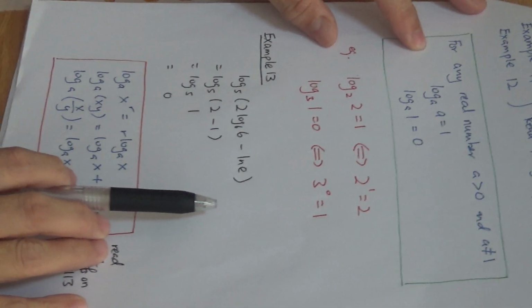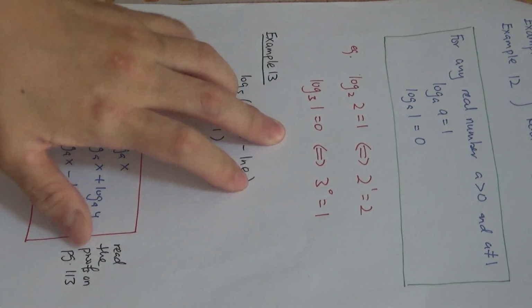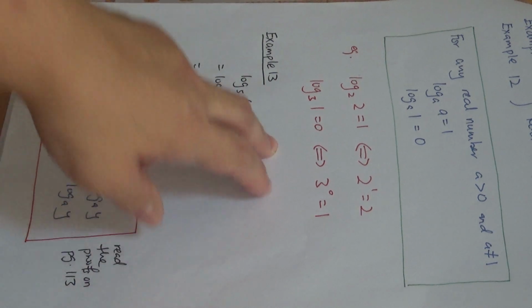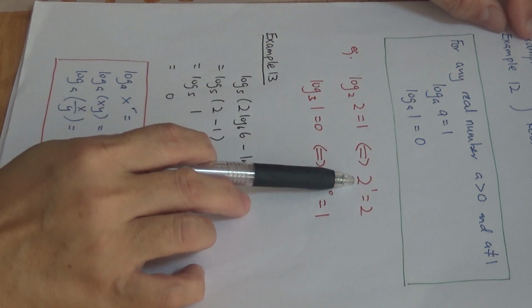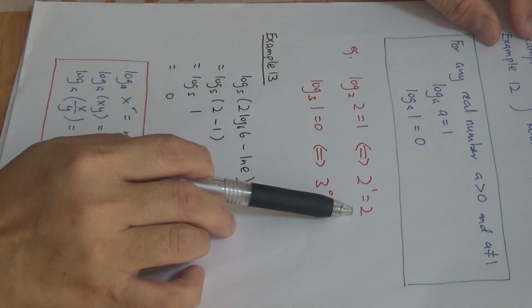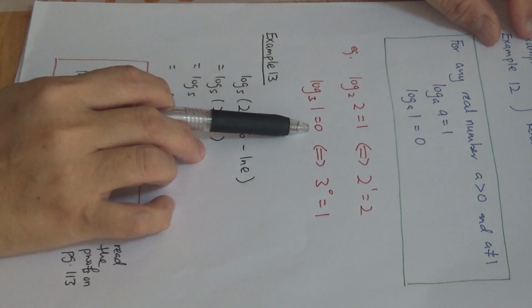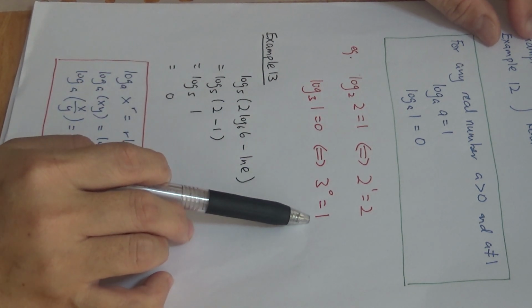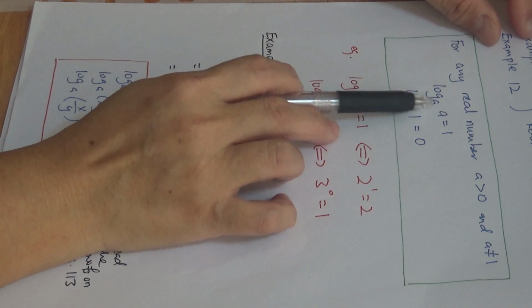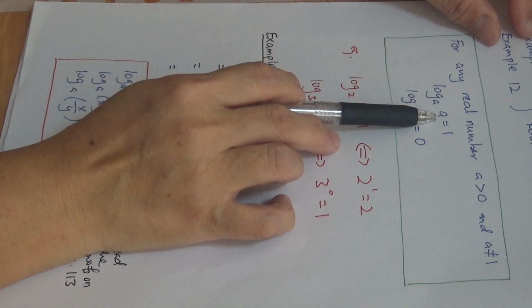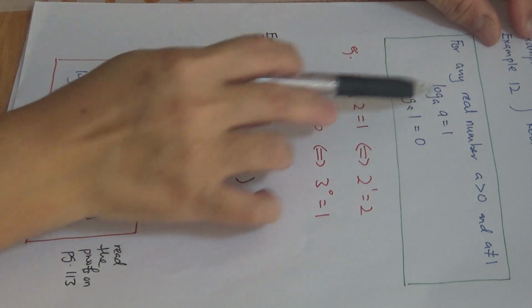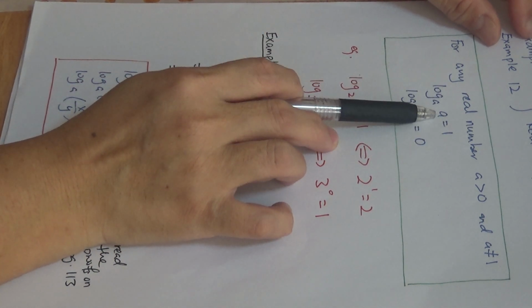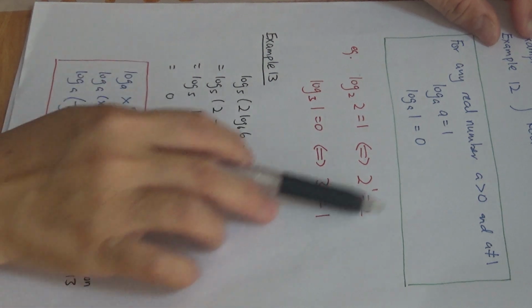Now I will give you a numerical example. What does this mean? For example, log_2 2 = 1 just means 2 to the power of 1 is 2. Now log_3 1 = 0 means 3 to the power of 0 is 1. So this can be 2, this can be 3, this can be 4, this can be anything, because anything to the power of 0 is 1, and anything to the power of 1 is itself. So this is a numerical example.